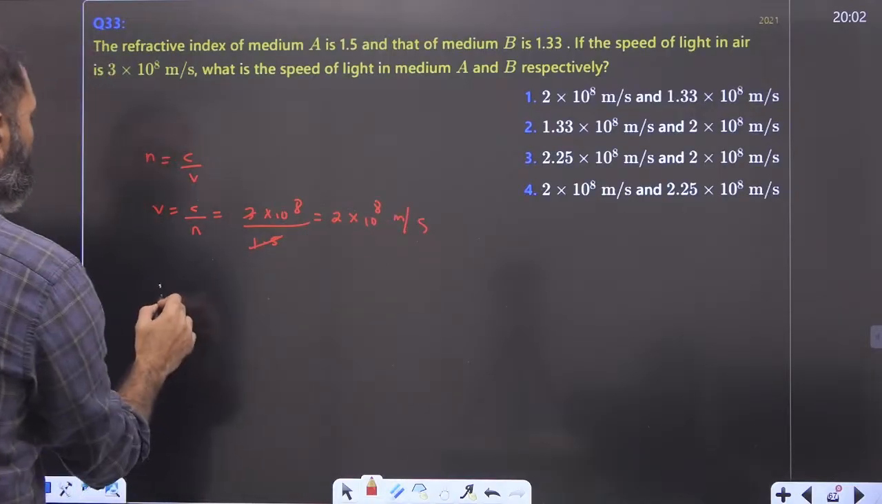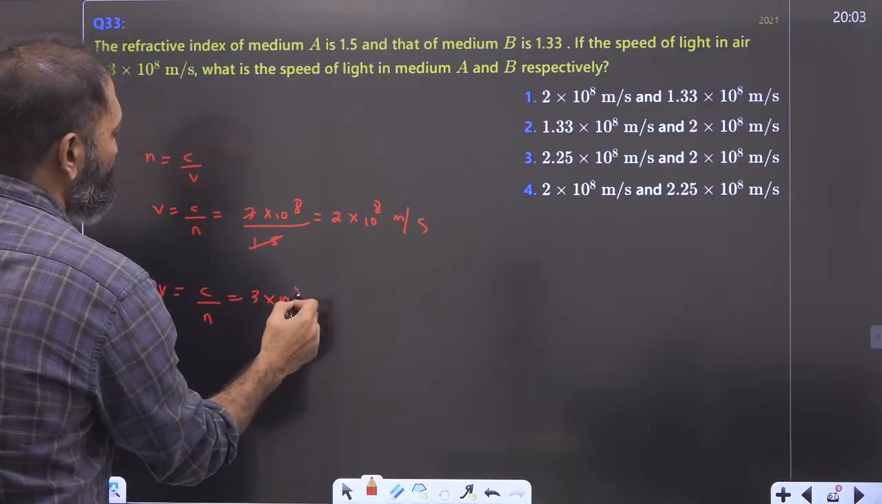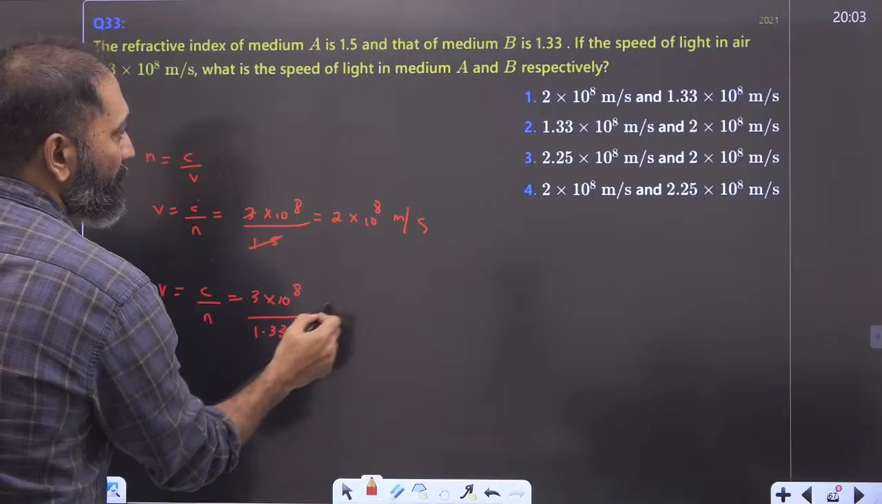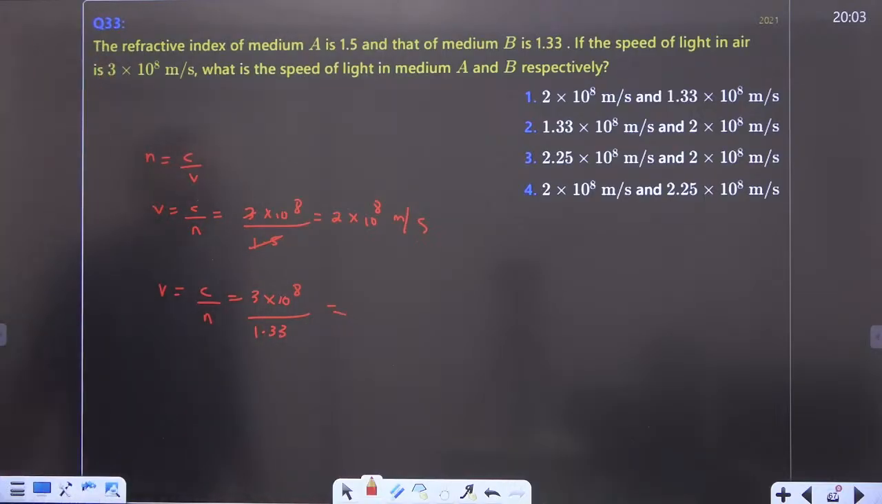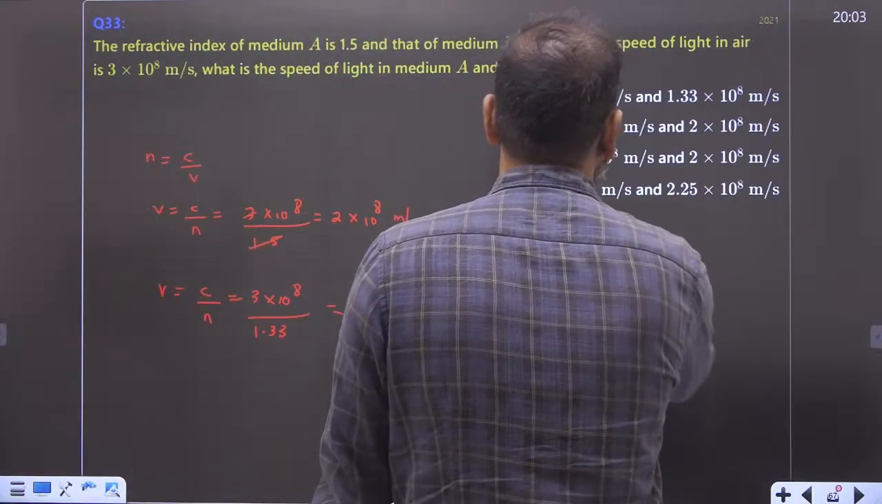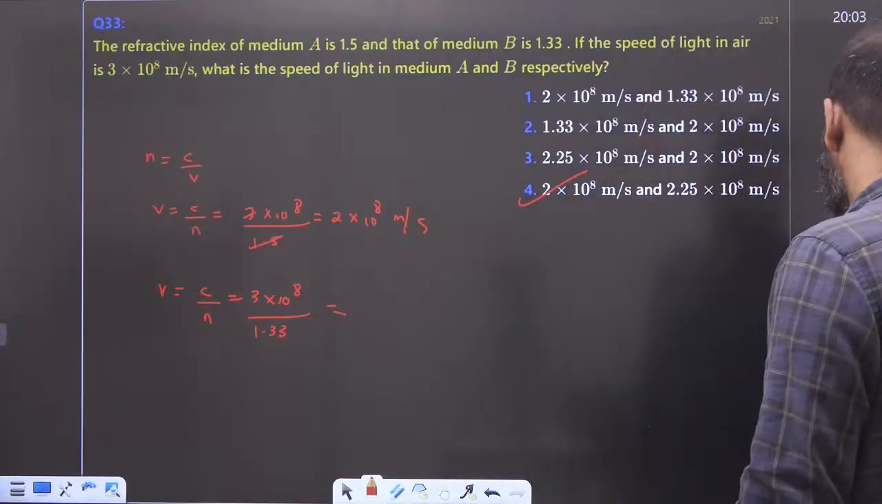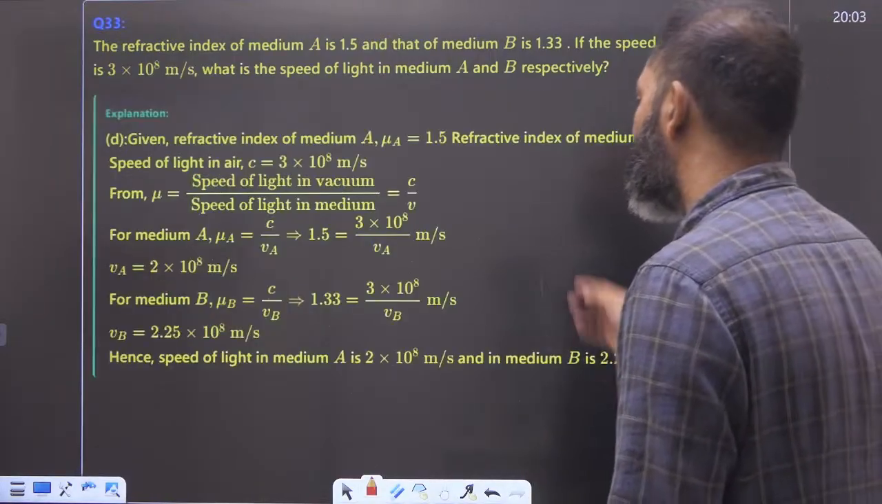In second case, V equal to C by N, C is 3 into 10 raised to 8 divided by 1.33. To solve that, it will be 3 divided by 1.33, 2.25. Option D is the correct answer.